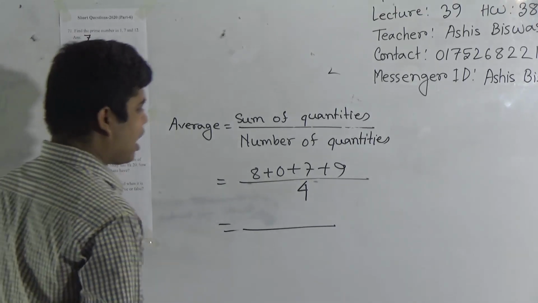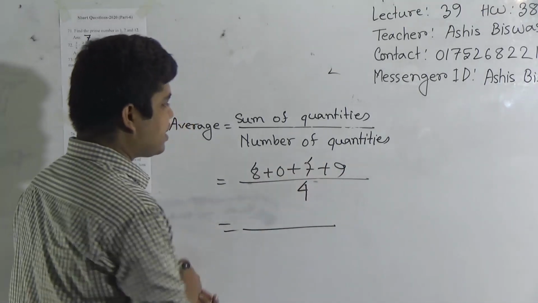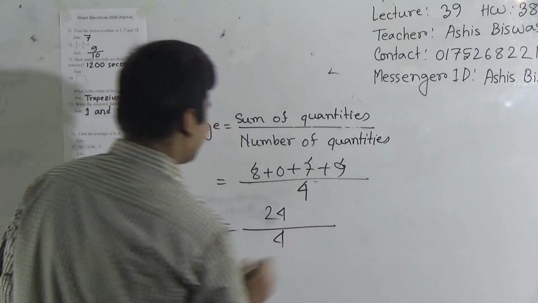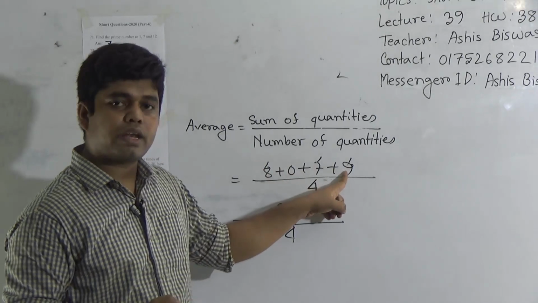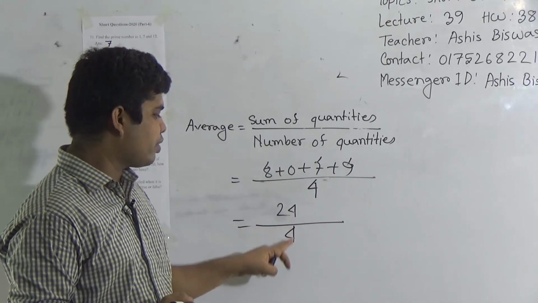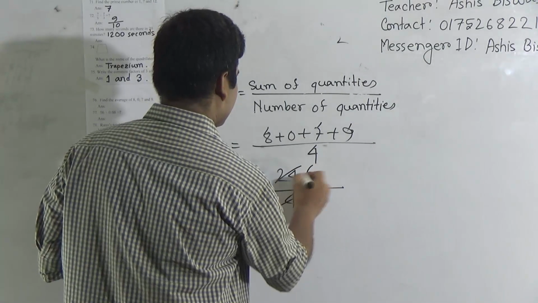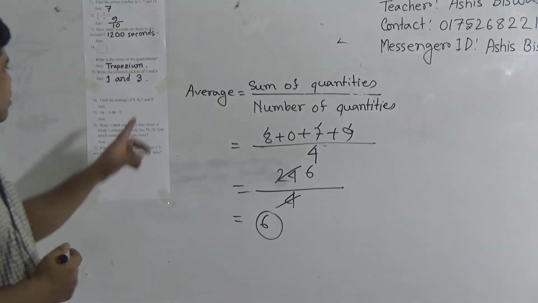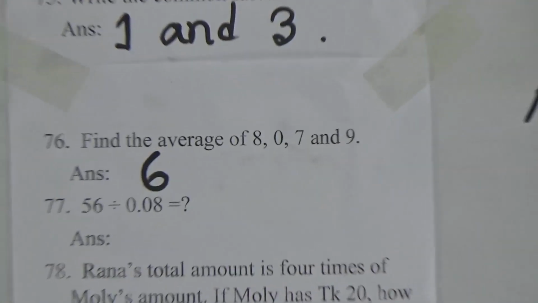Okay, I hope you have understood. I repeat, 8 and 7, 15. 15 and 9, 24, divided by this 4. If we divide 24 by 4, then we get 4 sixes are 24. So 6 is the average of 8, 0, 7 and 9. So I write 6 as the average of these given quantities.